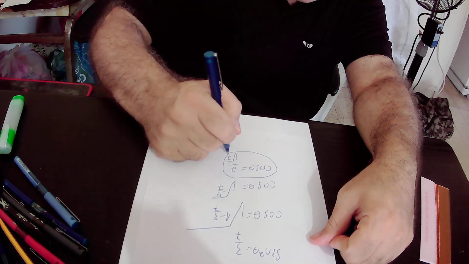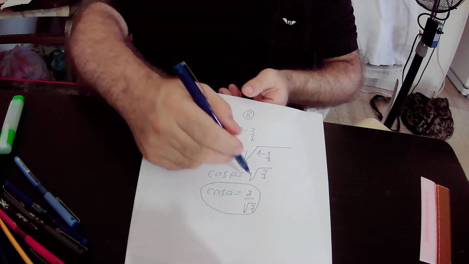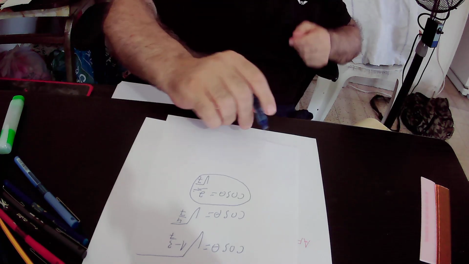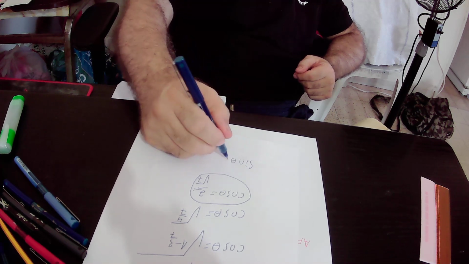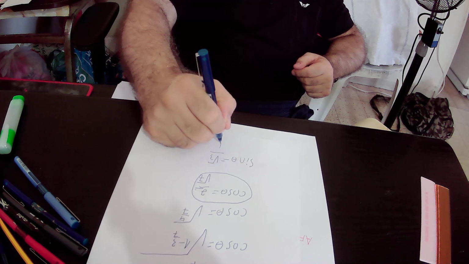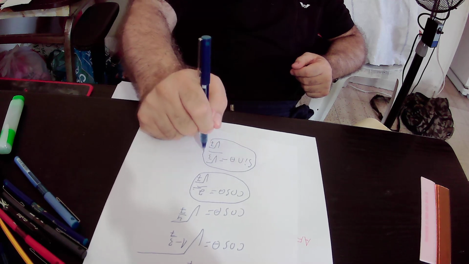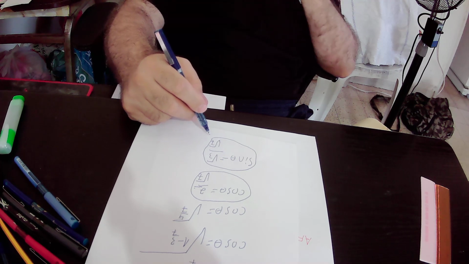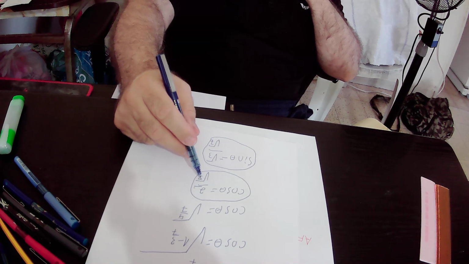Okay, so we got that the value of cosine theta equals 2 over root of 7, while we have already found out that the value of sine theta equals the root of 3 over root of 7.